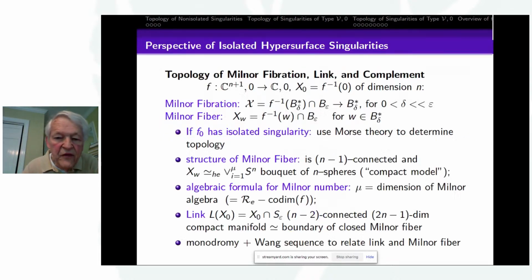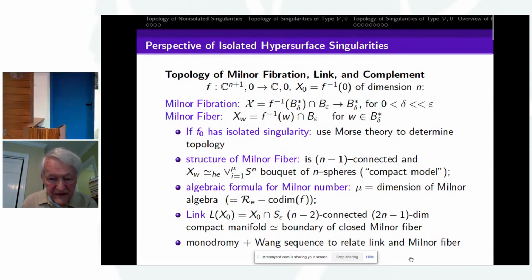The starting point, of course, is the standard reference point for the topology of a Milnor fibration if we have F from C^(n+1) to C defining a hypersurface singularity. It has a Milnor fibration which lies over a sufficiently small punctured ball, B_delta star, inside of a small ball, B_epsilon. And the fibers, the inverse image of any point, is the Milnor fiber, and it's well known, has been described earlier.